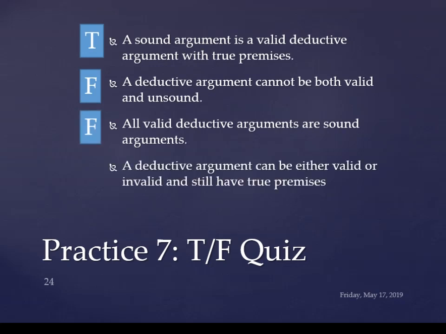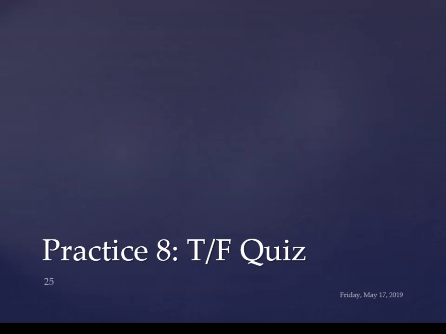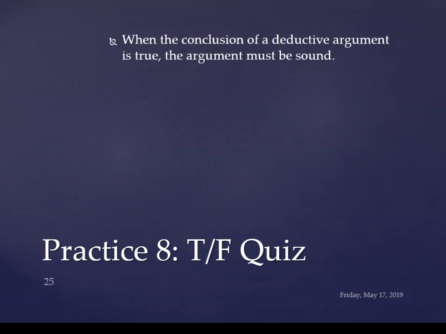All right, a deductive argument can be either valid or invalid and still have true premises. Yeah, it can, right? There are tons of arguments that you can make that have nothing but true premises, and they're totally invalid, right? Just because you're saying true things doesn't mean you're reasoning. It's one of the facts of life, right? Okay, when the conclusion of a deductive argument is true, the argument must be sound. That's false. Okay, you could have a false premise and still have validity, right? But you wouldn't have all true premises. You need all true premises to have soundness.